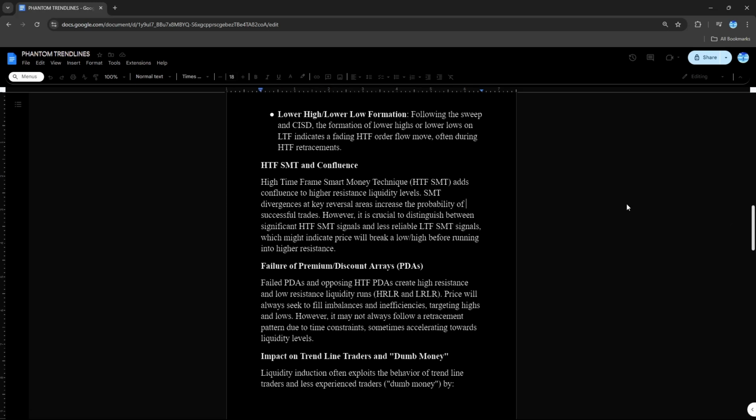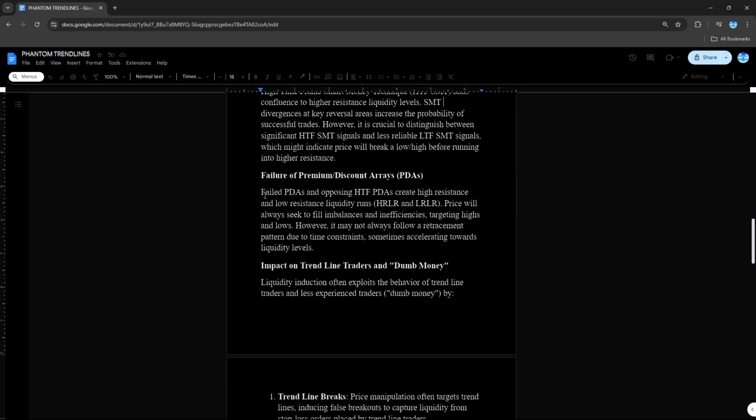We like to see our high time frame SMT, and it adds confluence to our higher resistance liquidity levels. These divergences at key levels increase probability of successful trades, as I've showed the high time frame and the low time frame inside the high time frame. It's also crucial to distinguish between significance of high time frame SMT signals and less reliable lower time frame signals. When we only use the low time frame, that's when we start to fail. We need to use the higher time frame, and it'll indicate whether price will break a higher low before running into higher resistance.